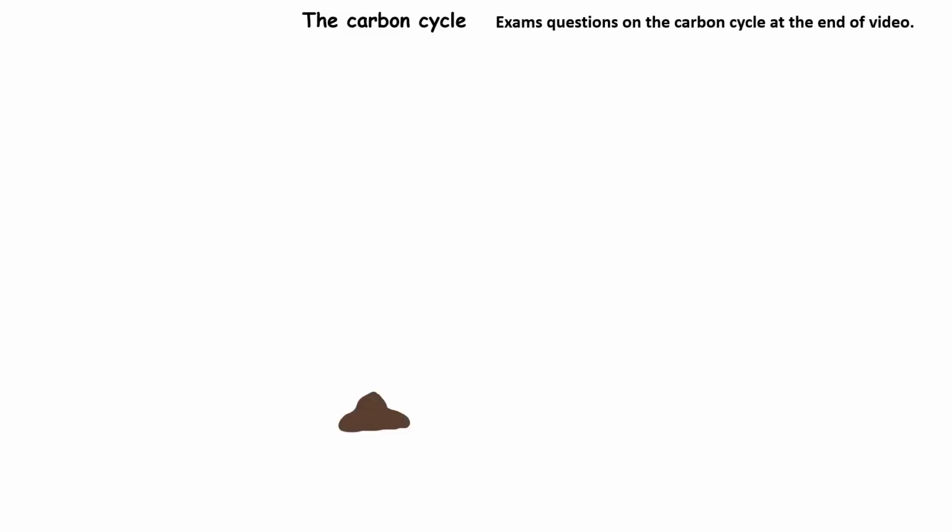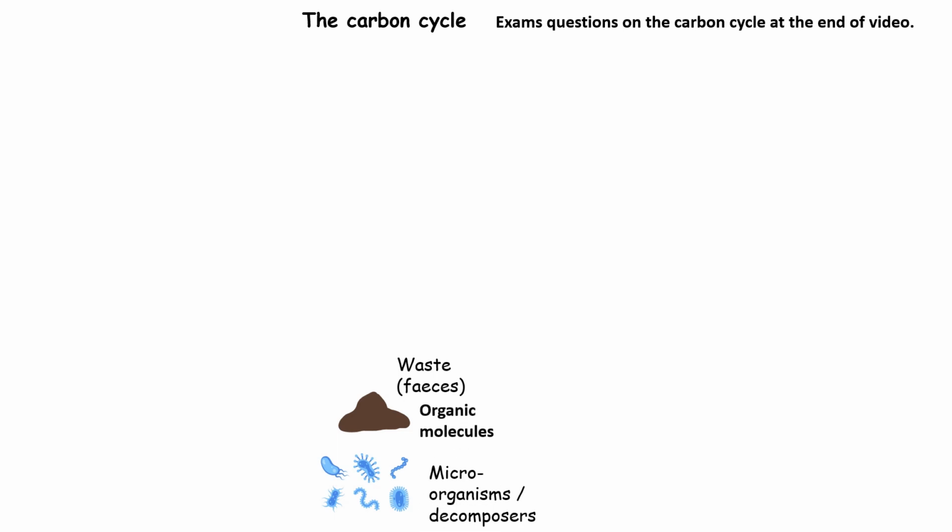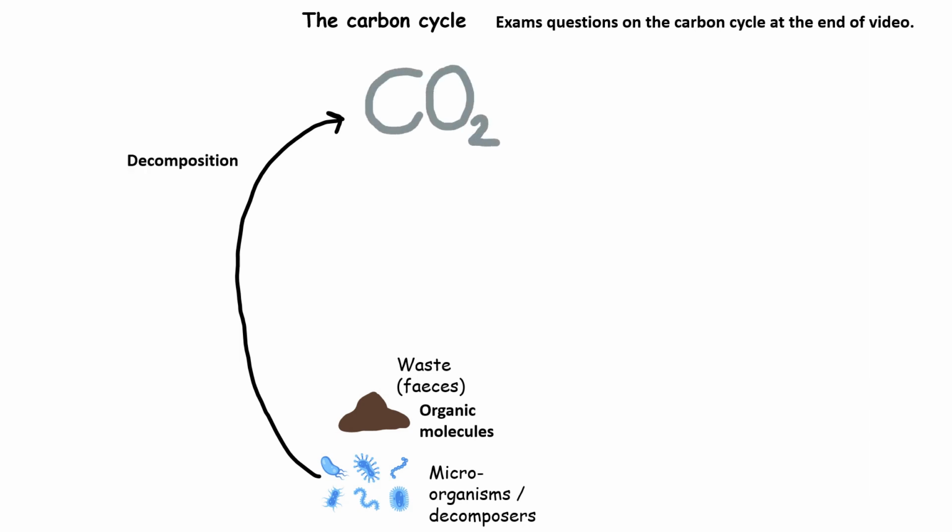So starting with our poo, or our waste, the technical name for poo is feces, so we don't really call it poo in science. Microorganisms will feed on waste material, like feces. Another name for microorganisms is decomposers, or bacteria or fungi. They break down the organic molecules in the poo and release energy from it in respiration. However, when microorganisms do respiration, we call it decomposition, and the waste product of decomposition or respiration is carbon dioxide. So the carbon atoms that were inside the waste feces are now in the atmosphere as carbon dioxide molecules.